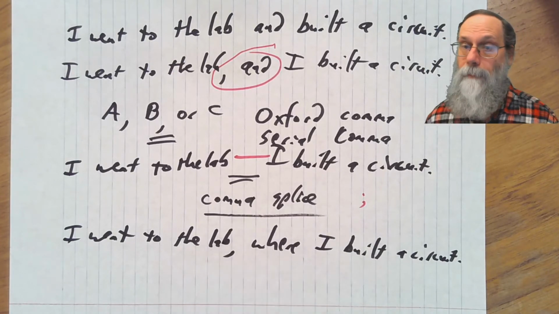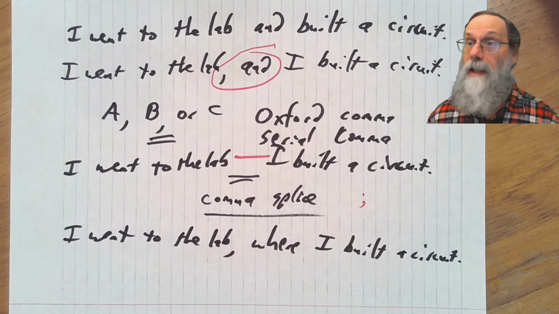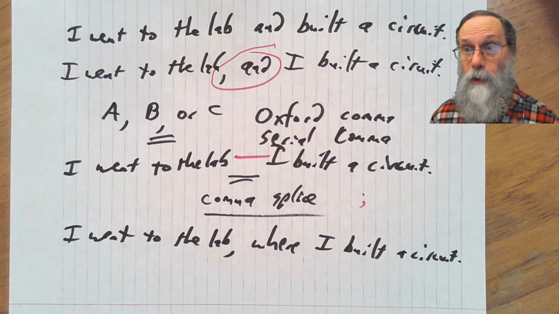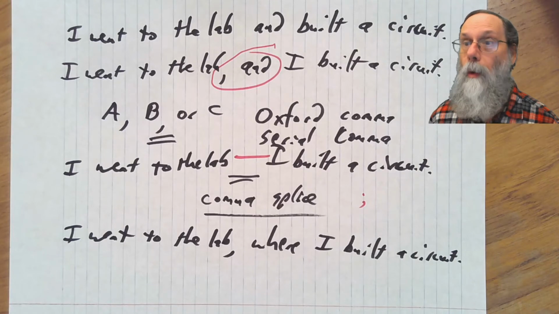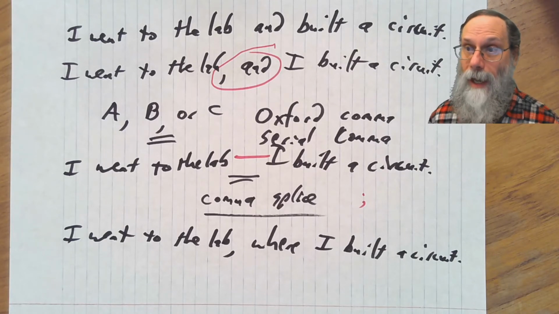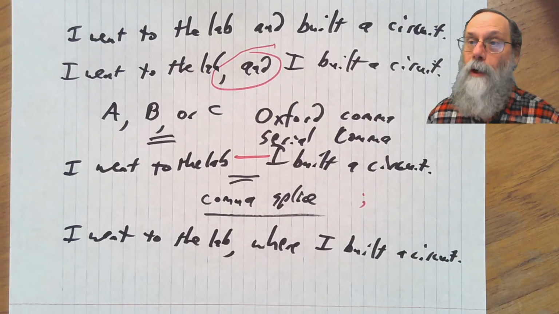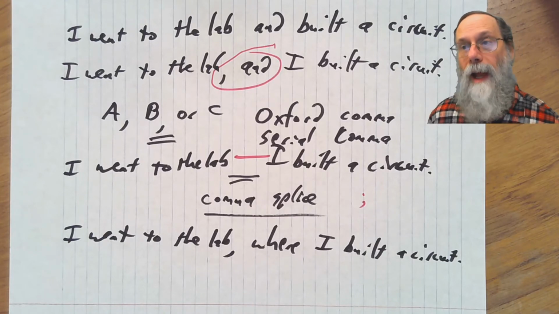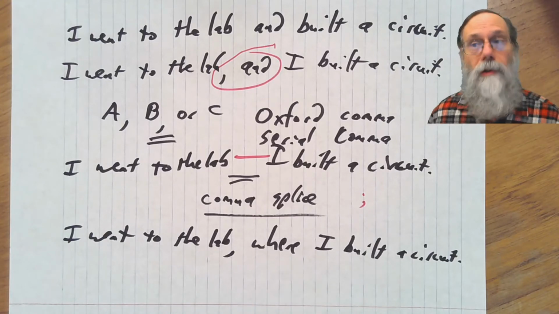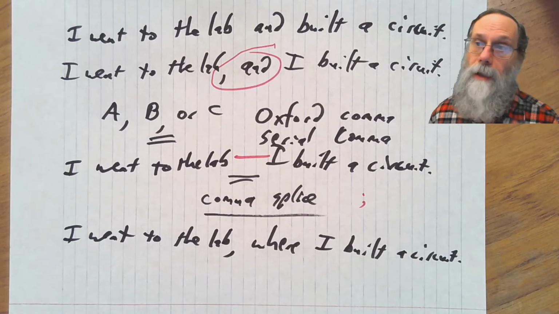When I've got the comma, as I've done here, it's implying that the reader already knows what lab I'm talking about. I went to the lab. I've defined it, the lab's already known. The reader knows what the lab is that I'm talking about. And then I can say, where I built a circuit. That's sort of providing extra information about what I did there.